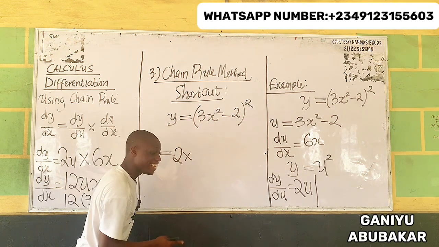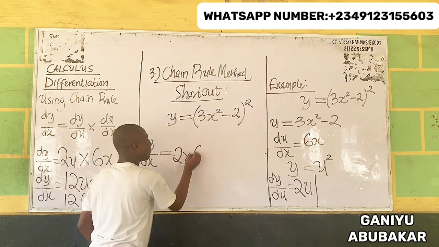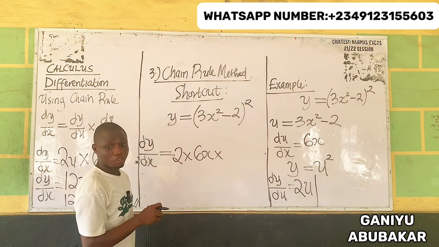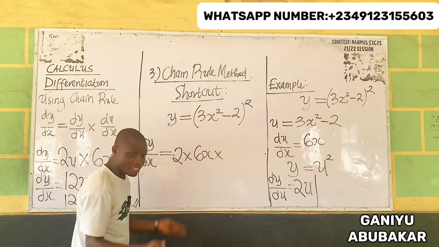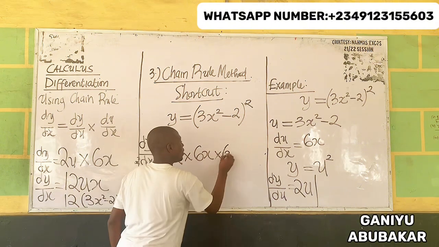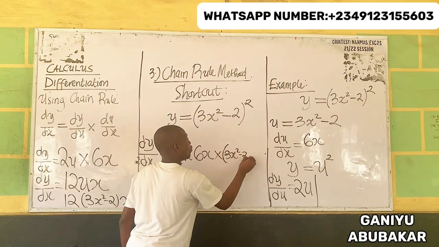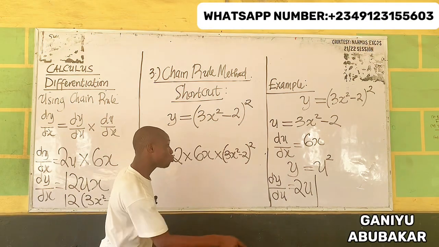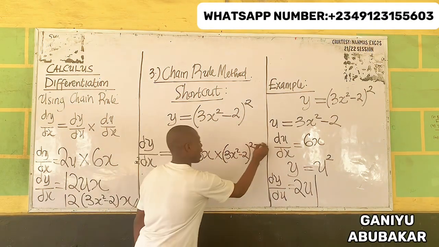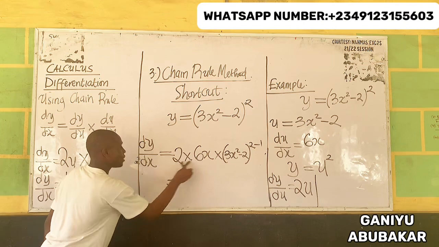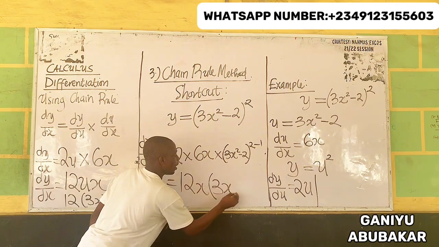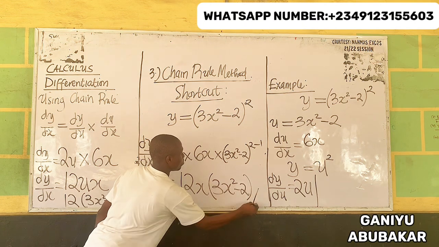I have what there? 6x. I'm done. Times, what's the third step I gave you? Write out the question. What's the question there? 3x squared minus 2 all to power 2. What's the last one there? Subtract 1 from the power, minus 1. What do I have here? 2 times 6, what? 12x into what there? 3x squared minus 2.